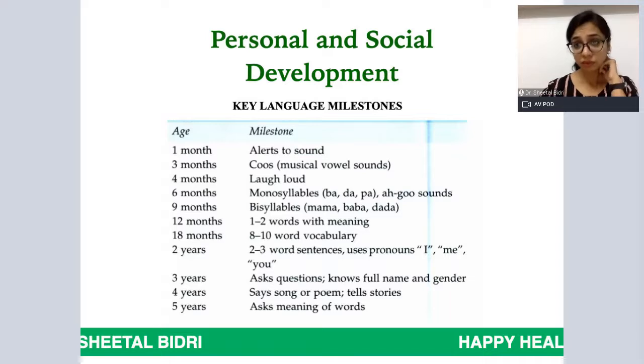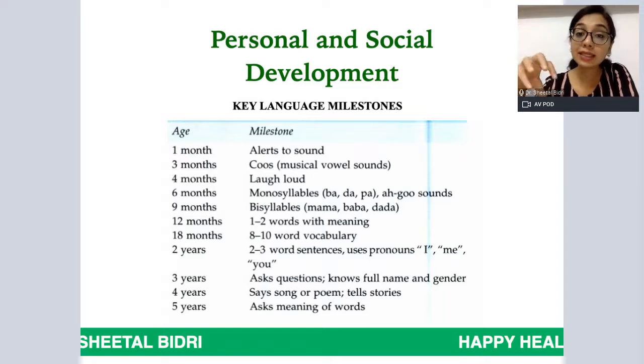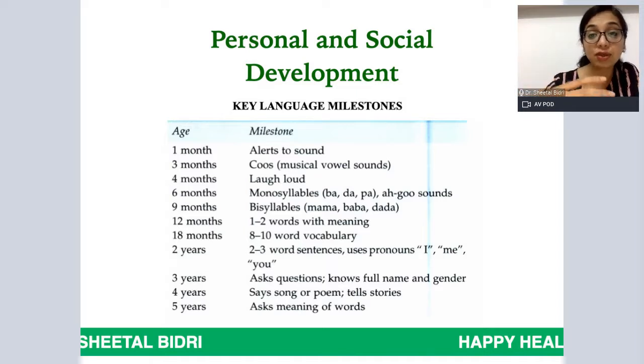That is, first, once the hearing is developed, when there's a sharp sound, the child might turn to that particular sound. Then they start cooing. At 3 to 4 months, they start cooing, and they have a loud laugh by the 4th to 5th month. By a few months, they can start saying ba, da, ma, pa. At 6 months these are meaningless words, but by 9 months they know the bisyllable words: mama, baba, dada.